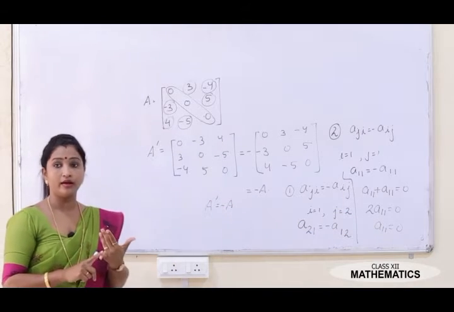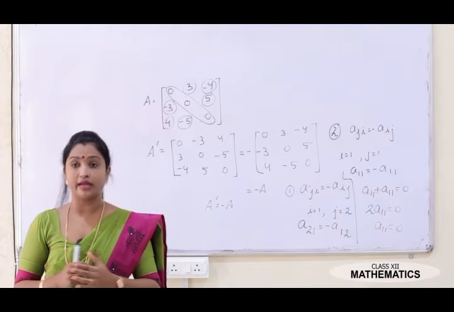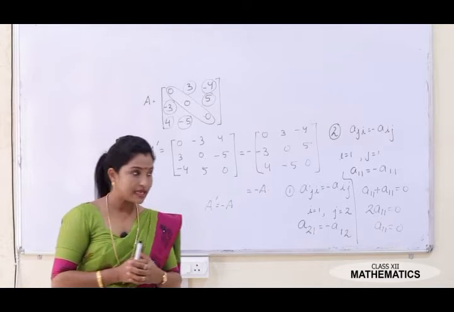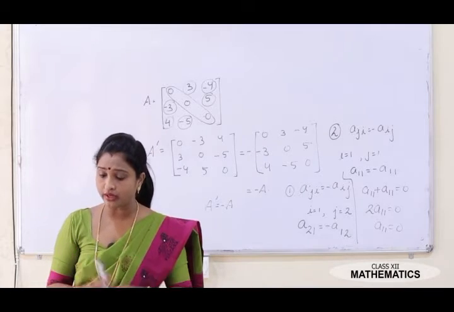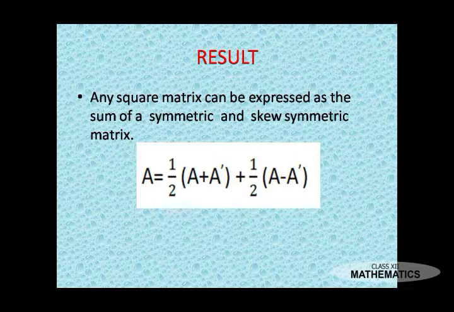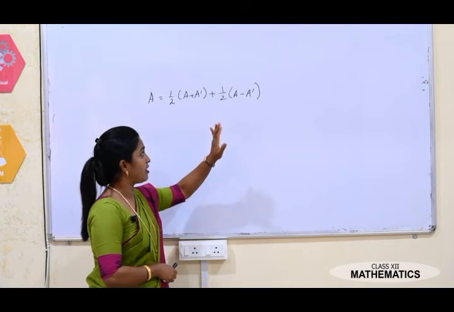So one thing is clear: what is a skew symmetric matrix. A square matrix A = [Aij] is said to be skew symmetric when A dash is equal to minus A. That means Aji is equal to minus Aij. Okay, clear children? Now we'll go to the next slide, which is a very important result. What is that result? Any square matrix can be expressed as the sum of a symmetric and a skew symmetric matrix. That means A can be written as half of (A plus A dash) plus half of (A minus A dash). Let's see. You can see here A is equal to half (A plus A dash) plus half (A minus A dash).